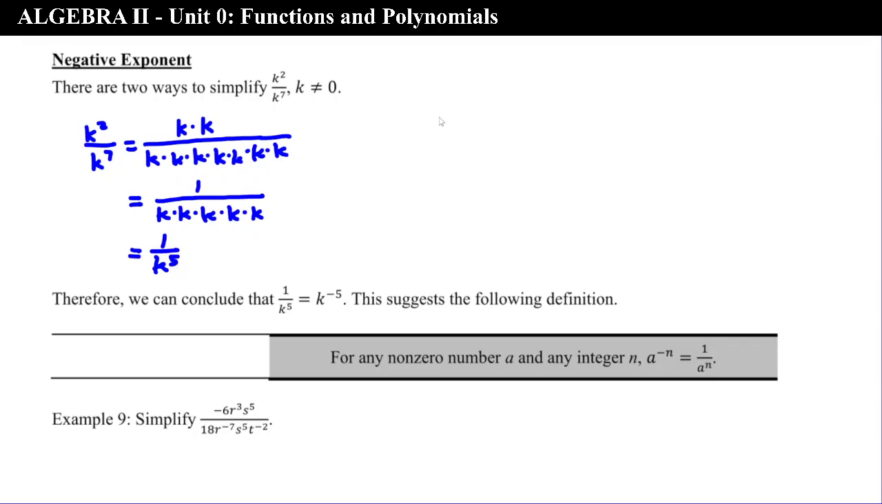All right, let's look at another way, using the rules that we've established up to this point. We've got k squared over k to the 7th. We can write that as k to the 2 minus 7 because of the quotient rule. And that gives us k to the negative 5. And again, we've ended up with two things that are equal to k squared over k to the 7th. So therefore, those two things, 1 over k to the 5th and k to the negative 5th, must be equal to each other. And that suggests the definition for negative exponent.